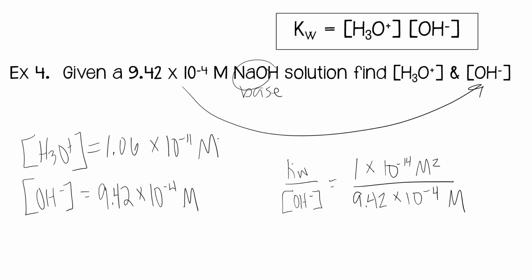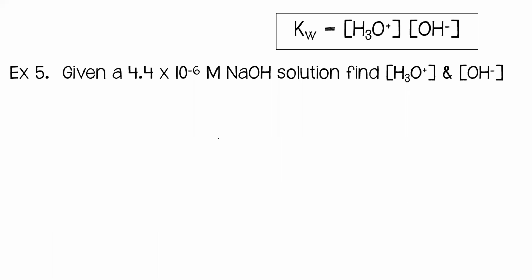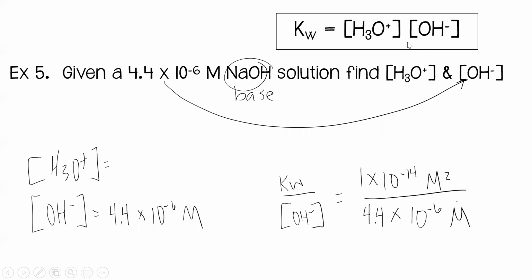Okay, last one. Try it out. So hopefully you realized NaOH is our base. So 4.4 times 10 to the negative 6 M is going to be the molarity and equivalent to the OH minus concentration. Finding the hydronium, I take my Kw value divided by my OH minus concentration value, and I get a number of 2 times 10 to the negative 9.